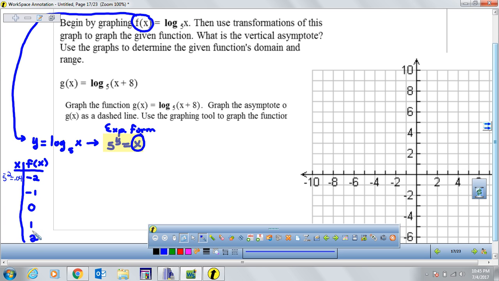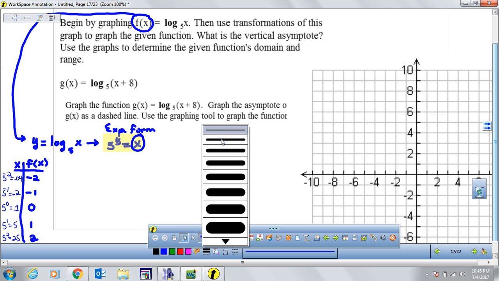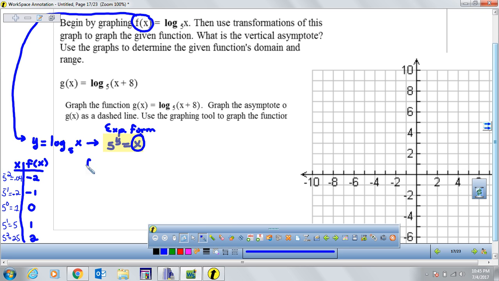We talked about it on the previous graph. 5 raised to the -1 power, we said, is 1 over 5, which is 0.2. 5 raised to the 0 power, that's going to be a 1. 5 raised to the first power, that's going to be a 5. And 5 raised to the second power, that's 25. So it's basically the same thing as what we graphed in the previous example.